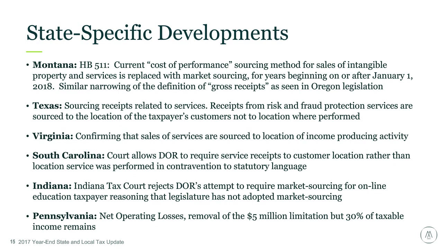These rules are effective starting January 1st, 2018, and similar to Oregon, Montana has also significantly narrowed its definition of sales in computing the sales factor, such that only gross receipts from transactions and activity received in the ordinary course of business would be included in the sales factor, thereby excluding significant gross receipts from one-time transactions.